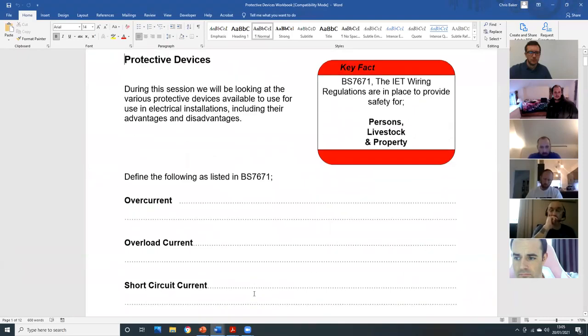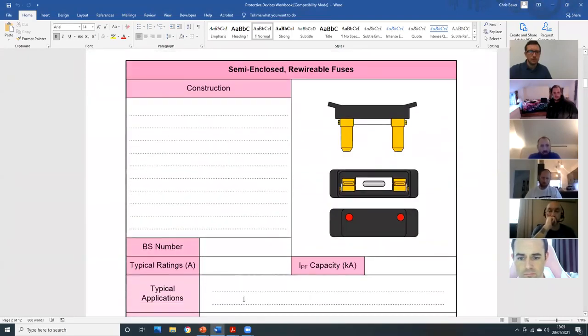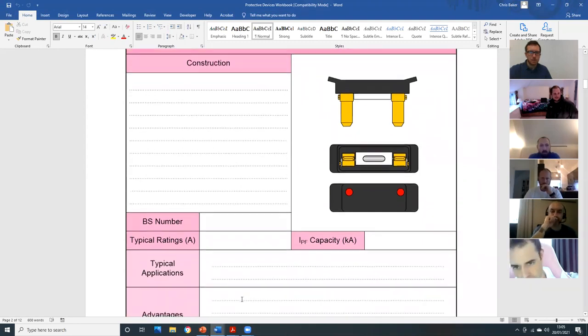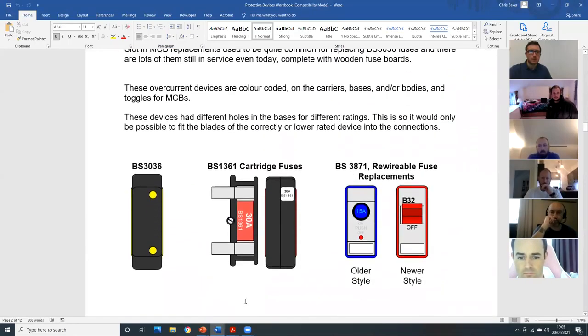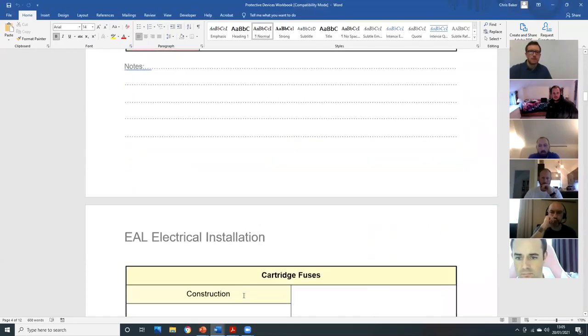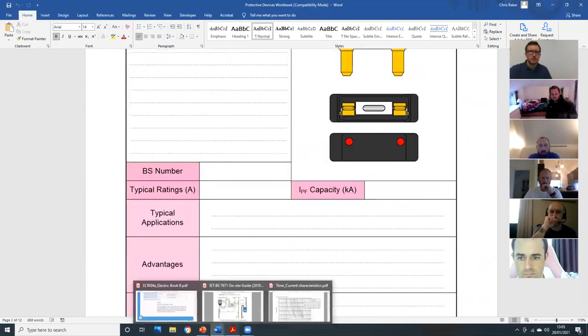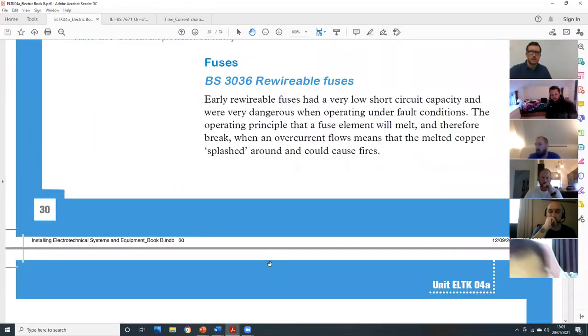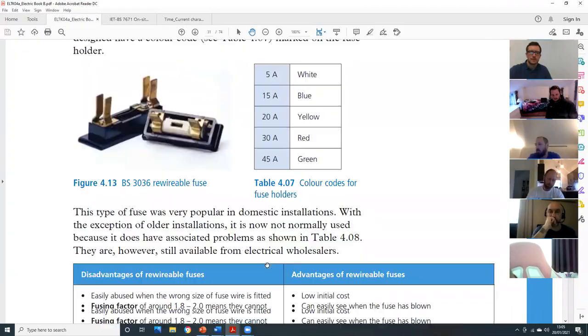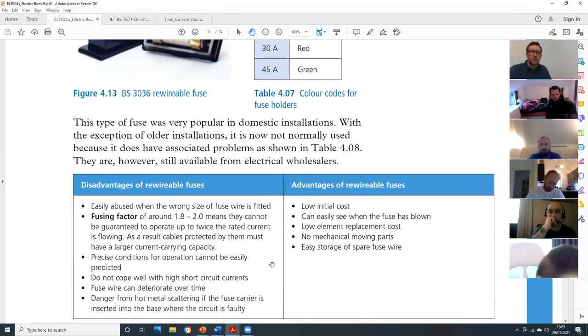Okay, and the workbook does a pretty good job, to be honest, of highlighting stuff that normally crops up in the exam, how they're constructed, their typical ratings, their fault capacity before they're destroyed, applications, advantages, disadvantages for each of the types. So I'm not going to go over that. That's very easily found in the textbook. So 04A, you go through that, you'll find all that kind of stuff within the text. So it's simple reading and transferring within the workbook.